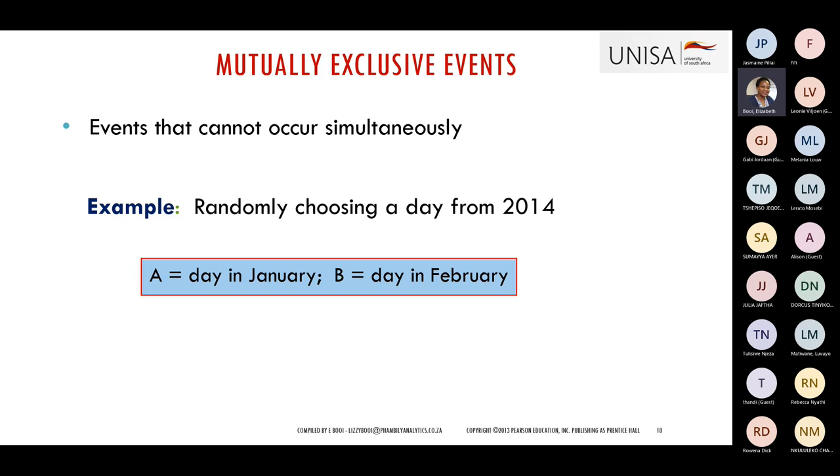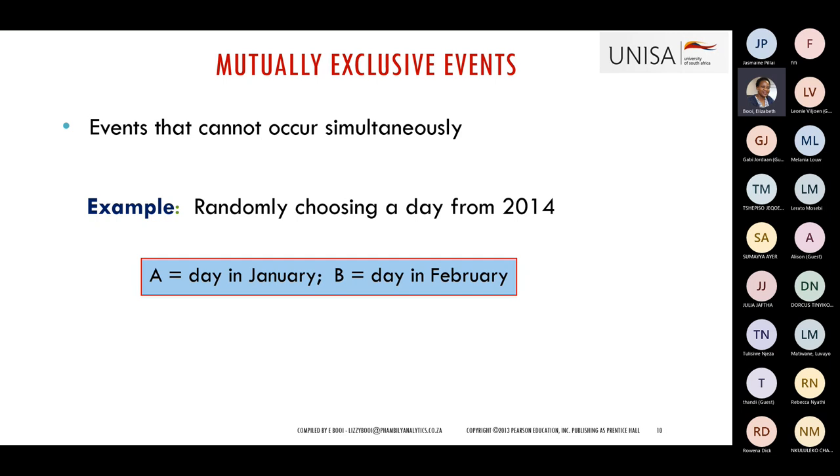and let's say A represents a day that is in January, and we know the calendar starts from January up until December. And we also choose B as a day that falls within February. So we have two events, event A and event B. A day in January can never be a day in February, because if January passed, it's passed.